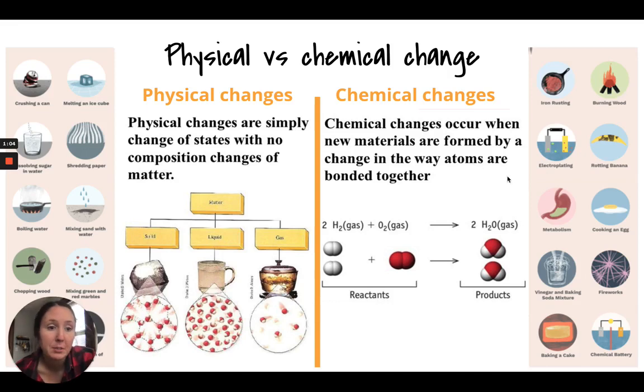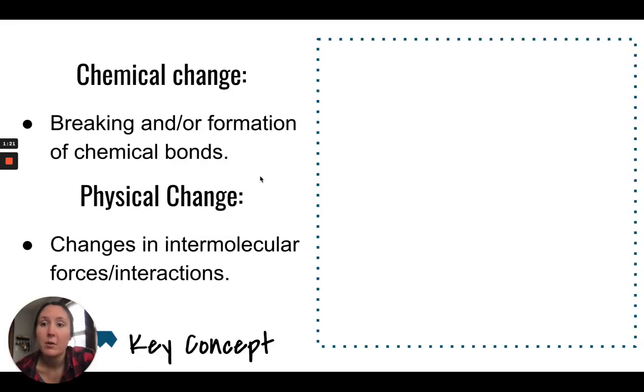So some examples might be cooking an egg, fireworks, a battery, baking a cake, if you've ever mixed vinegar and baking soda together, burning wood. So you're actually changing the composition of the materials at the particle level. So just to review, we went over this in class, but a chemical change is breaking or formation of chemical bonds, where a physical change is changing those intermolecular forces, those IMFs or interactions.